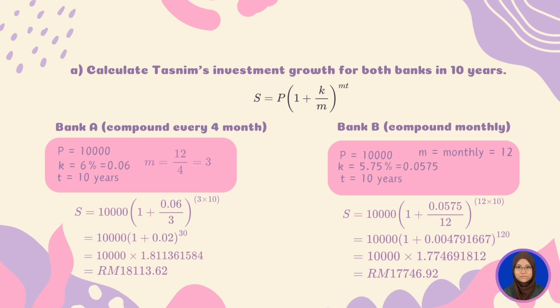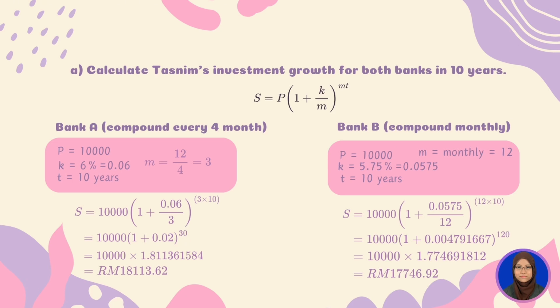Next, we calculate the future value for Bank B. First, we identify our variables for Bank B. Principal P is RM 10,000. Annual rate i is 5.75% or 0.0575. Frequency m is monthly, so m equals 12 times per year. Putting this into the formula, S equals 10,000 multiplied by 1 plus 0.0575 divided by 12, and this is all raised to the power of 12 times 10 years.